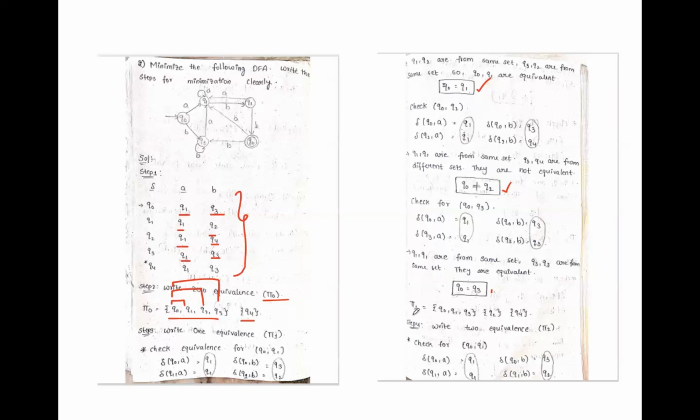So now we'll get one equivalence, pi 1 equal to. Here Q0 is equivalent to Q1, whereas Q0 is not equivalent to Q2. So remove that Q2 out from the previous set and keep all Q0, Q1, Q3 in the same set, whereas Q2 in another set, and Q4 just like before in a separate set. Now find out two equivalence. So here you need to check Q0, Q1 and Q0, Q3. This should be verified from pi 1 but not from pi naught in this case.